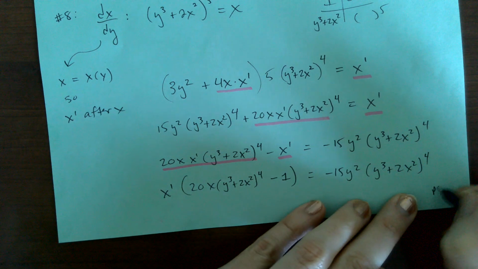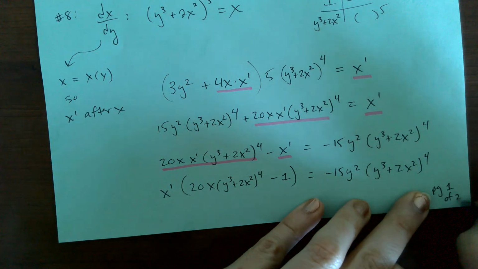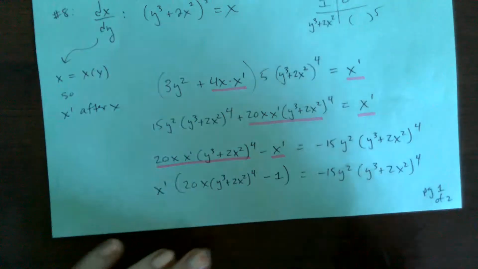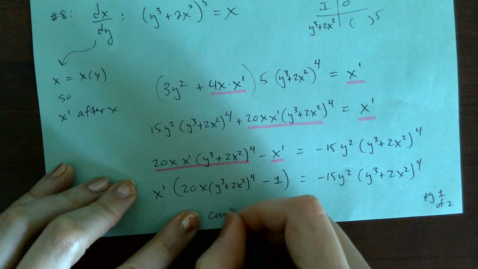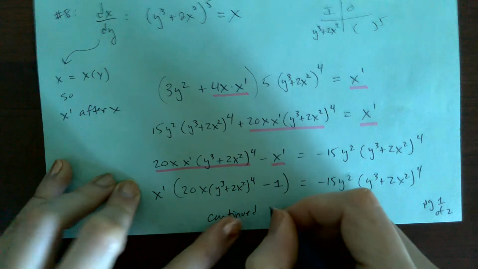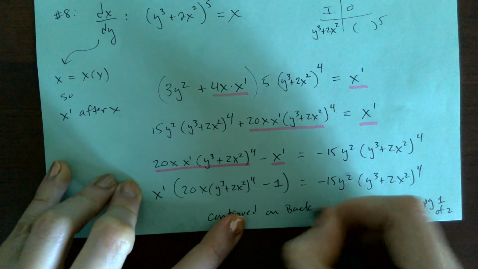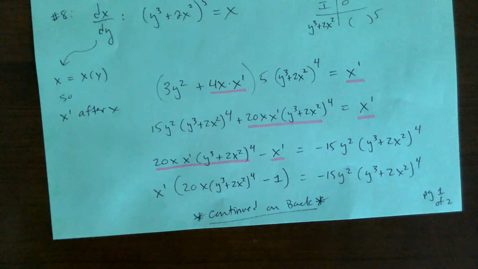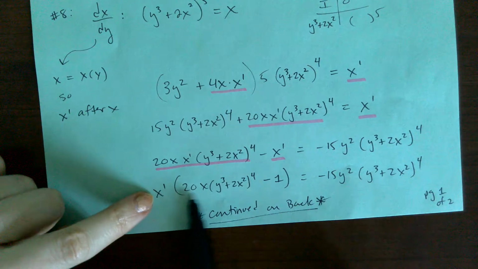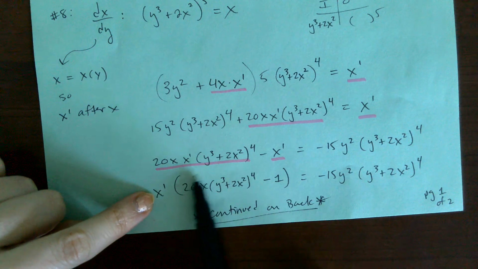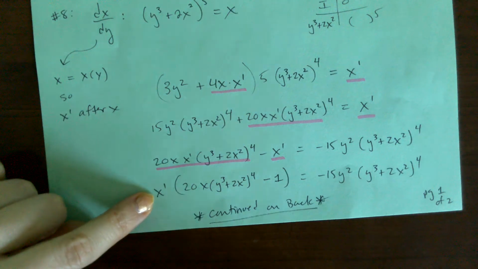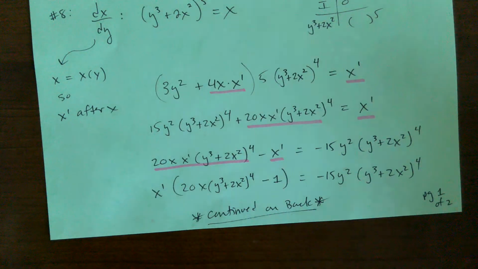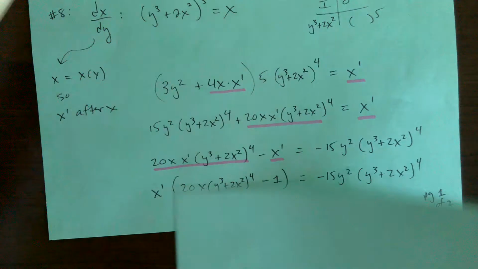All right, so let's make this page 1 of 2 so that we can continue on the other side. Okay, continued on the back. All right, so continued on the back. So really my last step, guys, I'm just going to divide both sides by the parentheses. So I'm going to have dx dy equals, and then that will be the answer. So I don't have to keep flipping back and forth, let me just write it here.